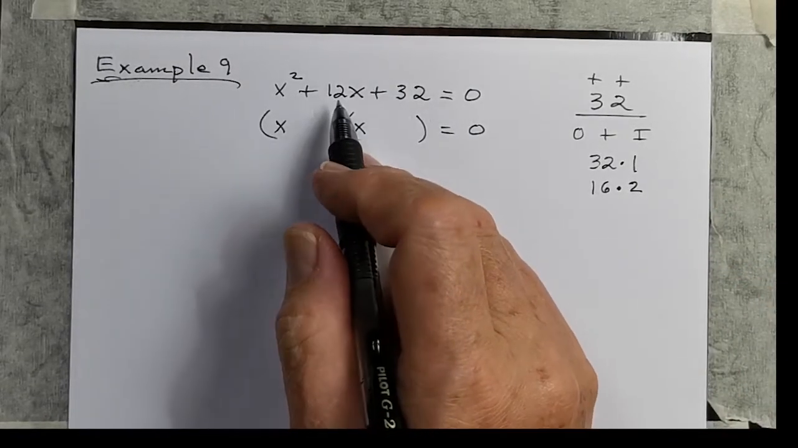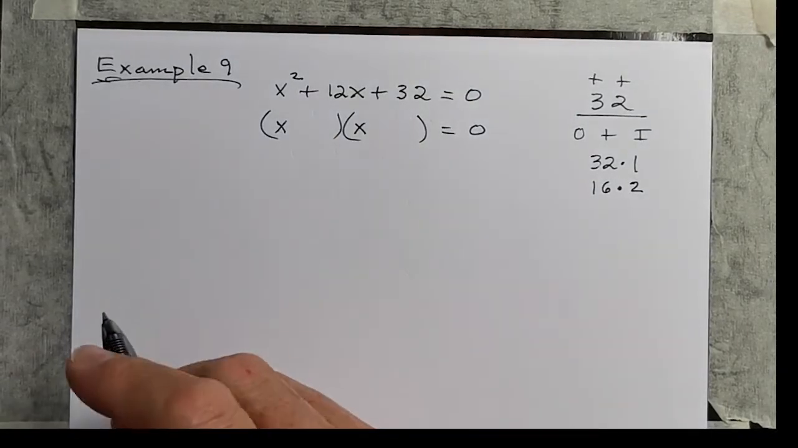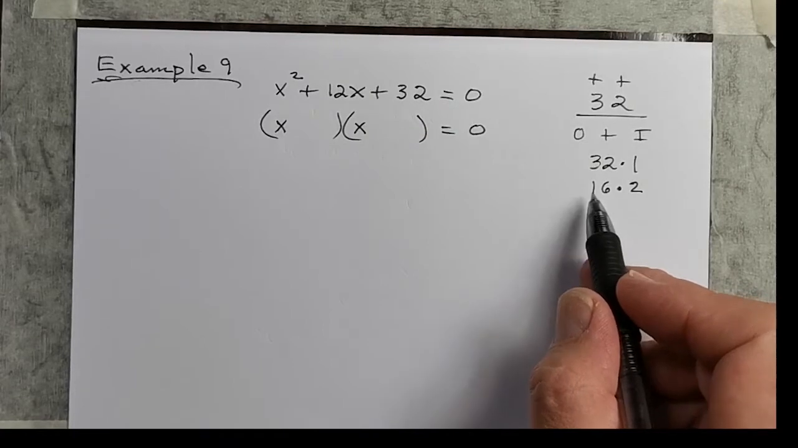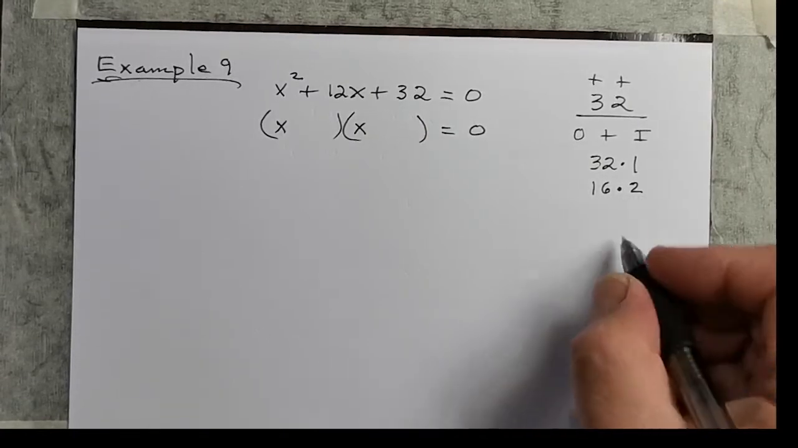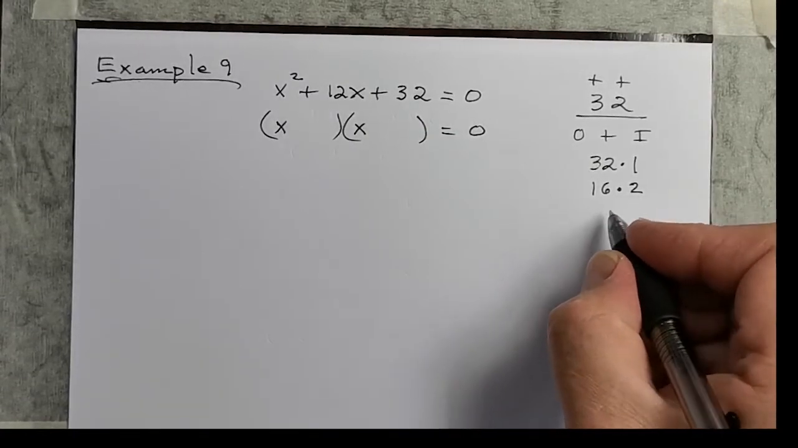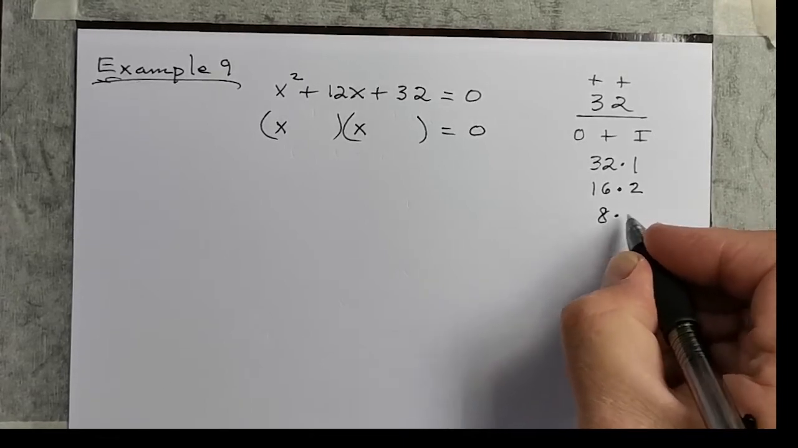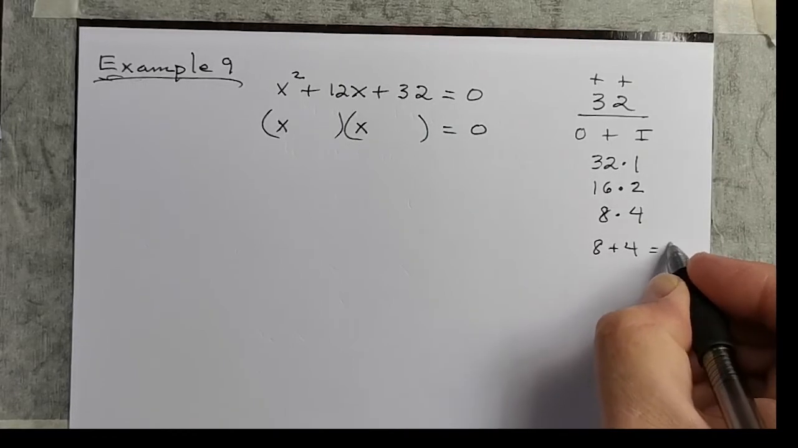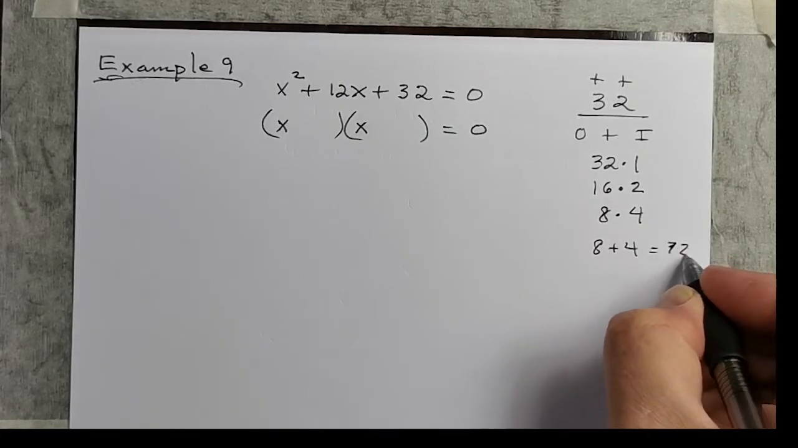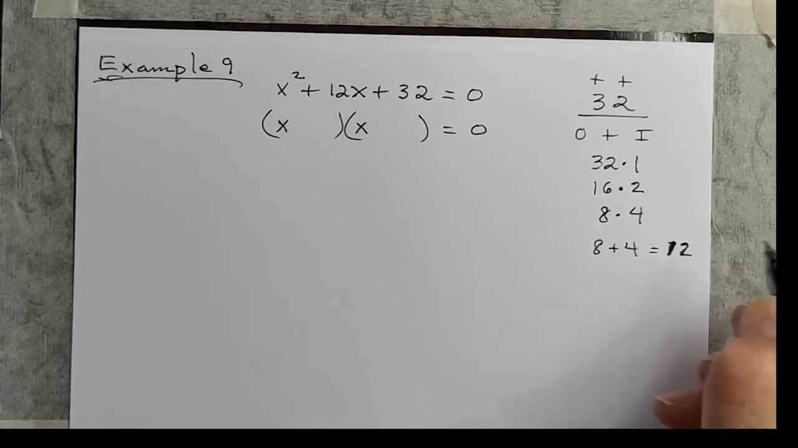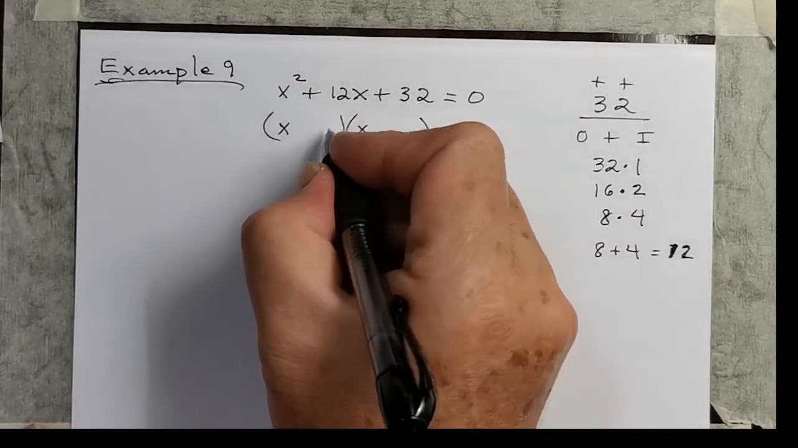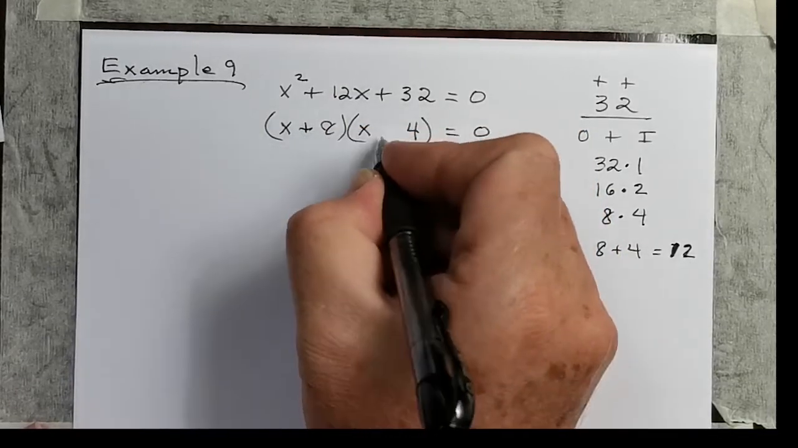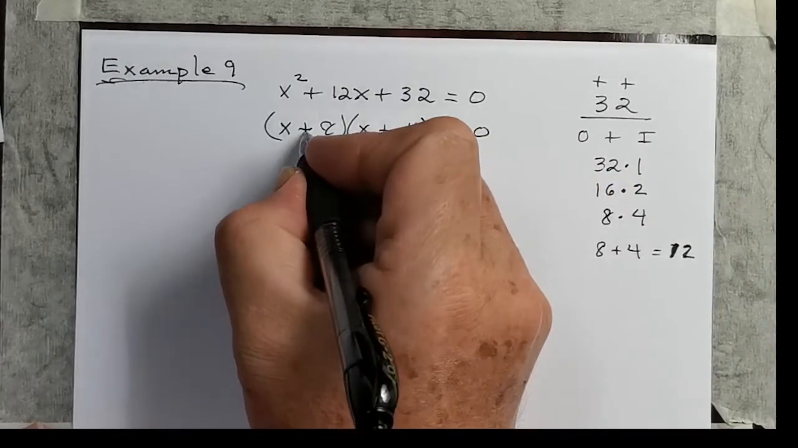It's not 12. Another option would be divide this by 2 and you get 8. 8 times 2 times 2, or 8 times 4. So we can have here 8 times 4. What is 8 plus 4? 8 plus 4 equals 12. So we're going to put an 8 here, we're going to put a 4 here, and we're going to put a plus and a plus.